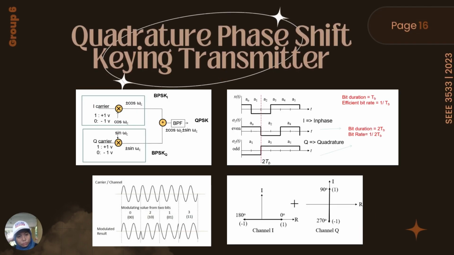Next, moving on to the quadrature phase shift keying transmitter, we have the block diagram. We have a bandpass filter to reduce the unwanted signal, and we take BPSK I, where I is in phase, and BPSK Q, where Q is quadrature, to have our QPSK. Both signals will be modulated with oscillators cos ωct and sin ωct. We use a serial to parallel converter to transform one binary series into two series, where logic 1 is positive 1 volt and logic 0 is negative 1 volt. So this is the waveform of channel I and channel Q.